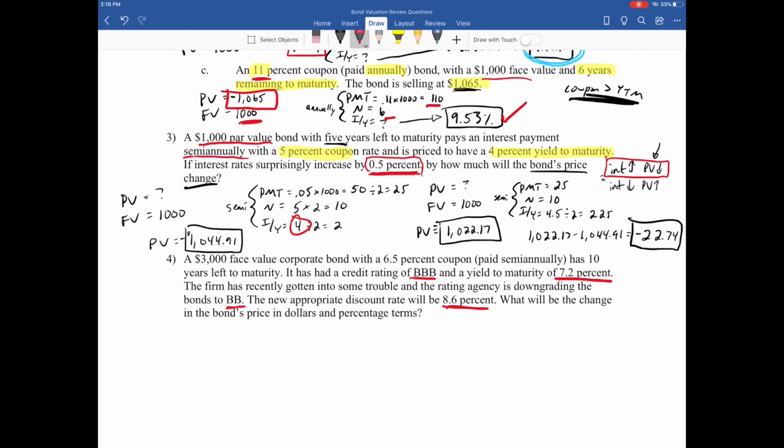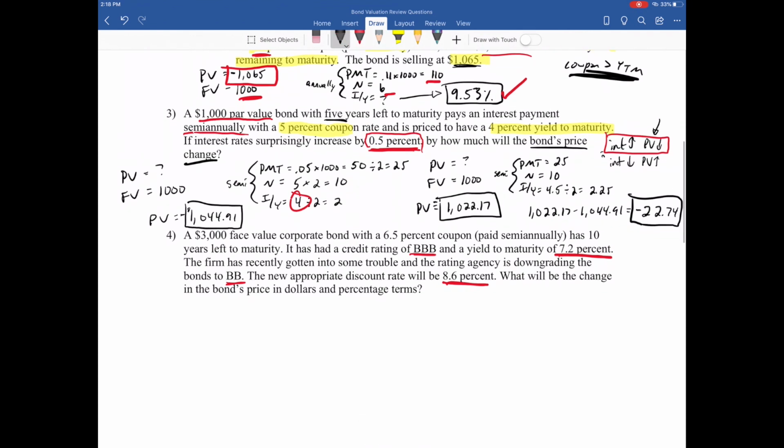And once again, they want to know what will be the change in the bond's price in dollars and also percentage terms. Slight differences, though, on this problem in regard to the actual inputs. So once again, we are still solving for a change in price, so we're solving for the present value of these future cash flows. My payment, my N, and my I/Y all need to be input semi-annually.